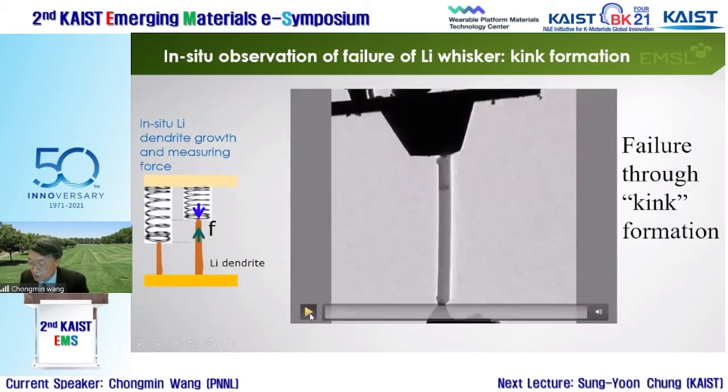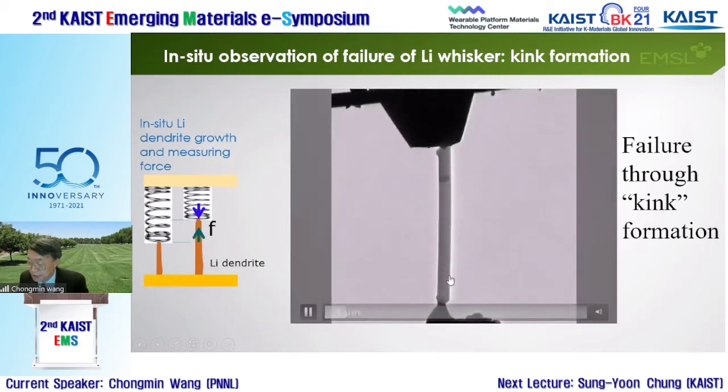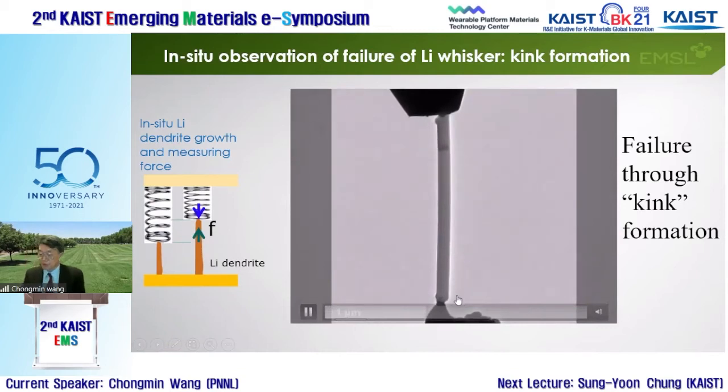I think this is a single crystal. It already has certain lines, and you can see if you continue the growth, there's a spring, and this is strong enough, and you can see there are defects in here as well. And eventually this whisker will fail by kink formation in the single crystal. That's what you will see.